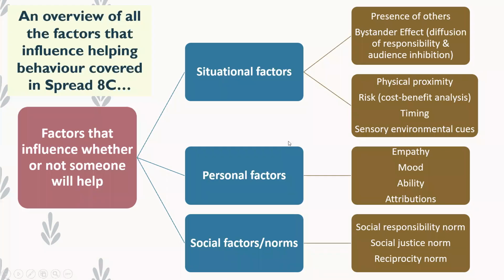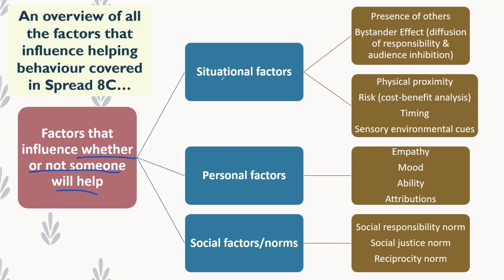Okay, so there are a lot of different factors we are going to look at in spread 8C. So I've just put together this little diagram so that we can have a better understanding. And when you guys are summarizing or revising these for your SAC, you know which one comes under which heading. So just to give you a quick overview, these are the factors that influence whether or not someone will help another person, okay? Whether or not helping behavior will occur.